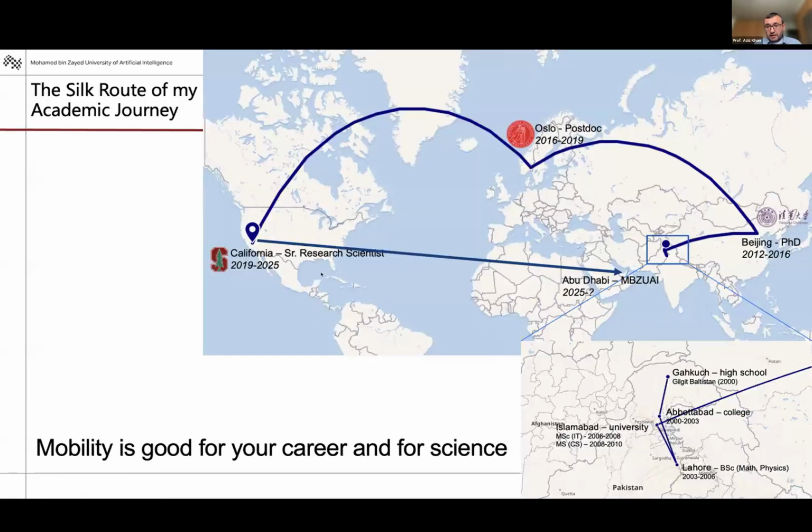My academic journey started far up in the north of Pakistan in the Karakoram Mountains. My background is computer science and math, and then I decided to do a PhD in bioinformatics or computational biology. I went to Beijing, did a postdoc in Oslo, Norway, and decided to go to the US. I was a senior staff scientist at Stanford for 5 years. And last year I moved to Abu Dhabi to start my own lab.